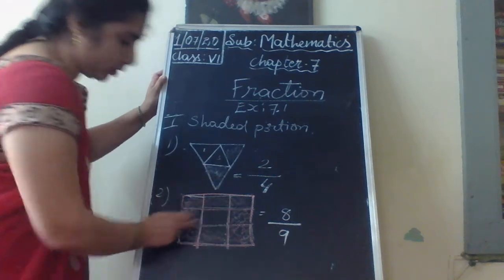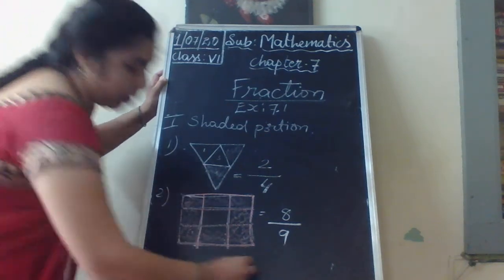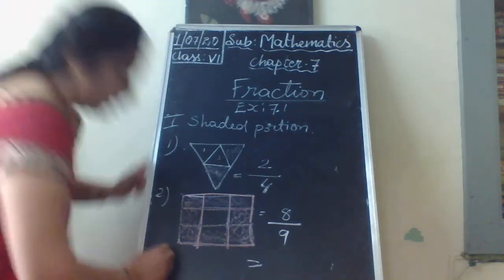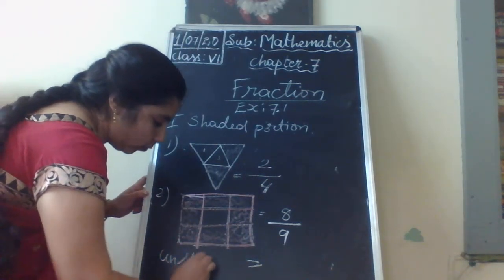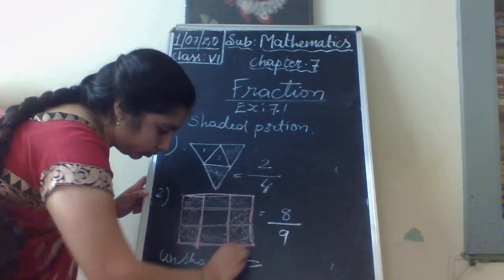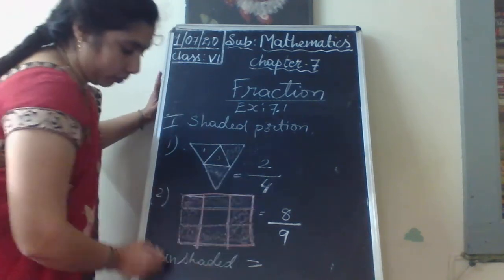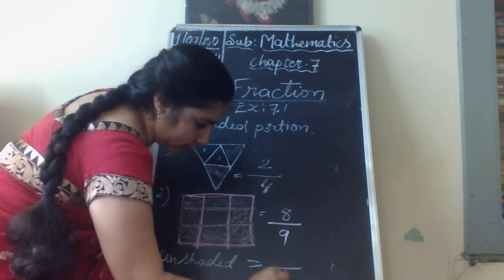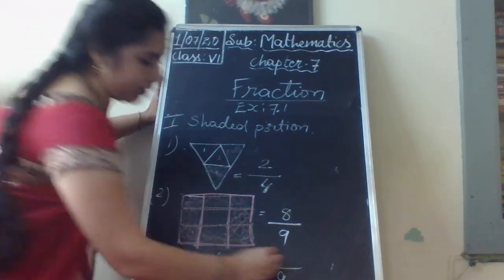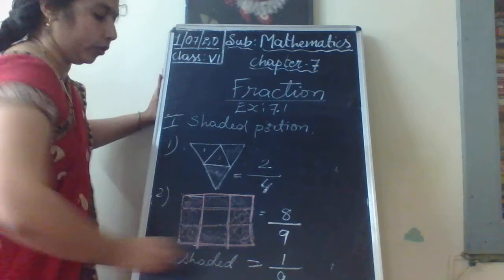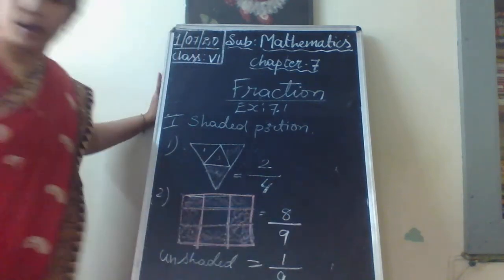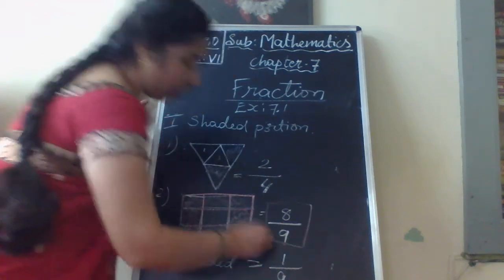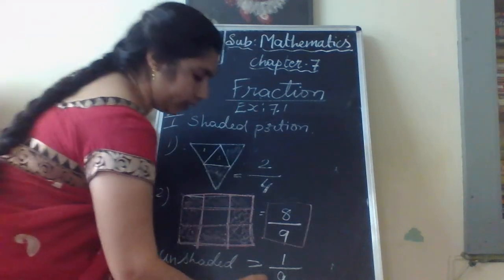So what will be the fraction for the unshaded portion? In the same figure, we can write the fraction for the unshaded portion also. Again we count the total number of equal parts of the whole figure, that is 9, and the unshaded part is 1. So the fraction for the shaded part is 8 by 9, and the fraction for the unshaded part is 1 by 9.